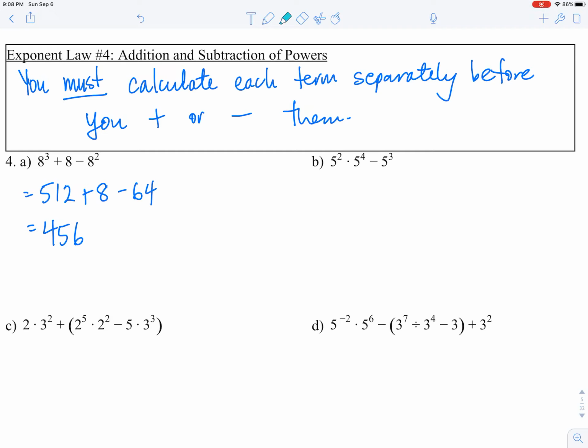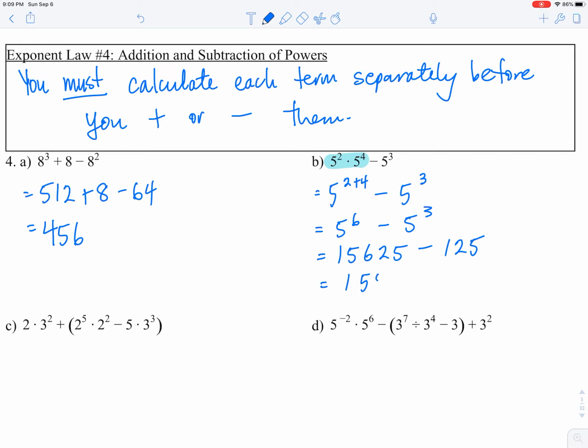Question B has multiplying, and then there's a minus 5 to the 3. So I can use exponent law 1 to write this as 5 to the exponent 2 plus 4, and then I'm going to subtract 5 to the 3. But because it's separated by that subtract, I've got to figure out each thing on its own. So that's 5 to the 6 minus 5 to the 3. 5 to the 6 is a very big number, 15625. And then 5 to the 3 is 125. And if we subtract those two numbers, we get 15,500.